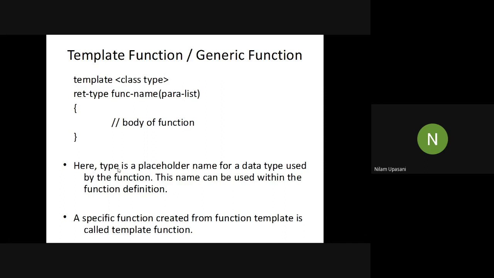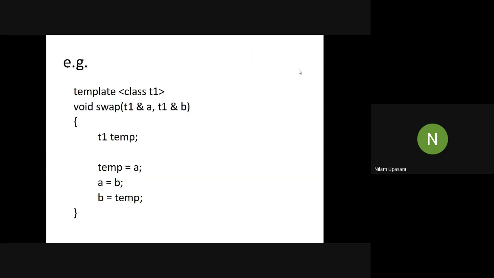Here, type is a placeholder. It is actually a template placeholder name for a data type used by the function. This name can be used within the function definition. So in the function definition, wherever you want flexibility as far as data type is concerned, you can use that type, whatever type you have declared here. A specific function created from a function template is called a template function. So whatever function you are creating this way is called either a template function or a generic function.